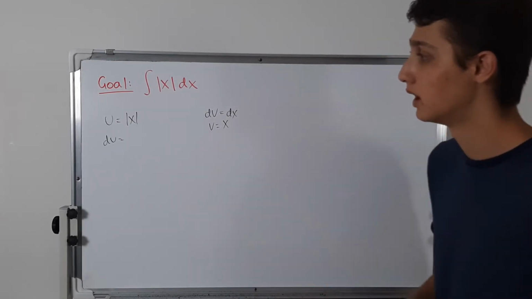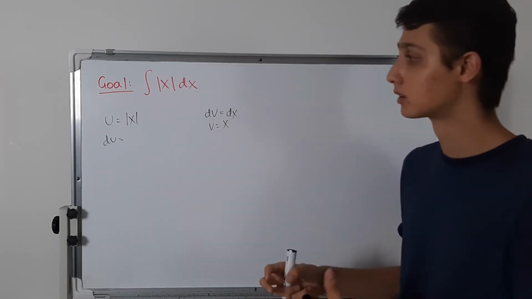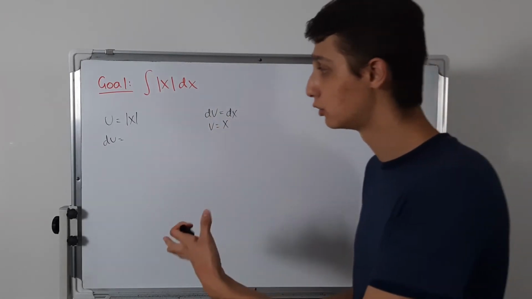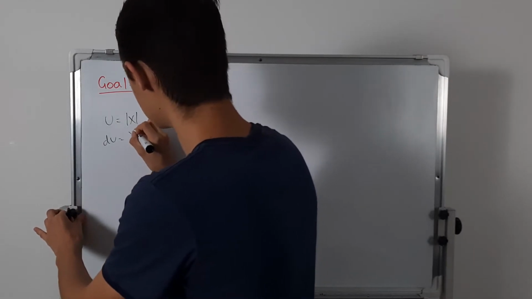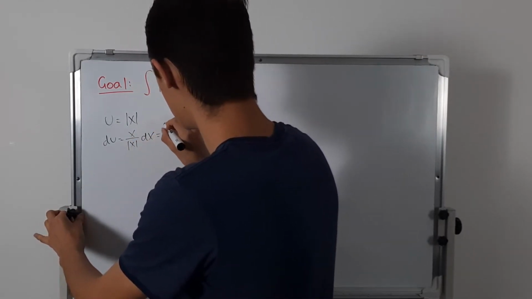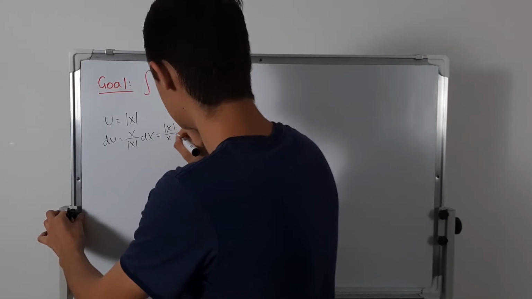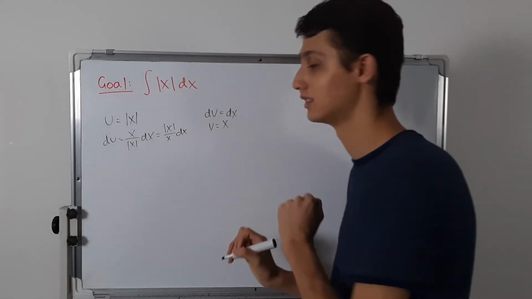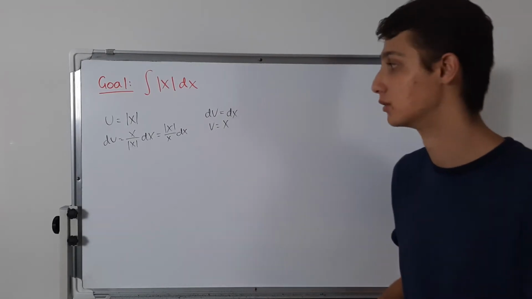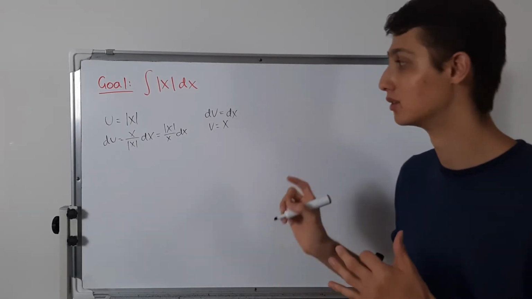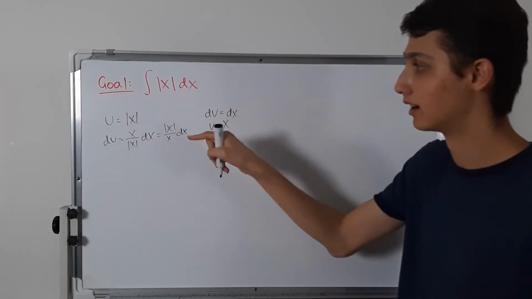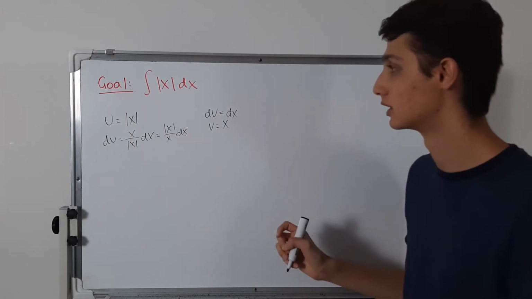But our du, remember that the derivative of the absolute value of x, we have two ways of expressing that. We can express that as x over the absolute value of x dx, or absolute value of x over x dx. These two functions are the exact same, so we're free to choose whichever is most convenient for us. We'll get to that in a second because it will be a very important choice. So we have our setup.